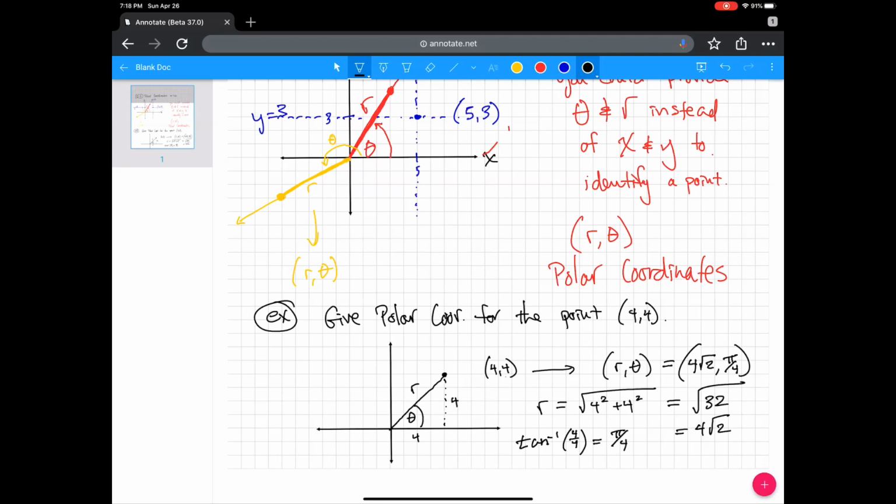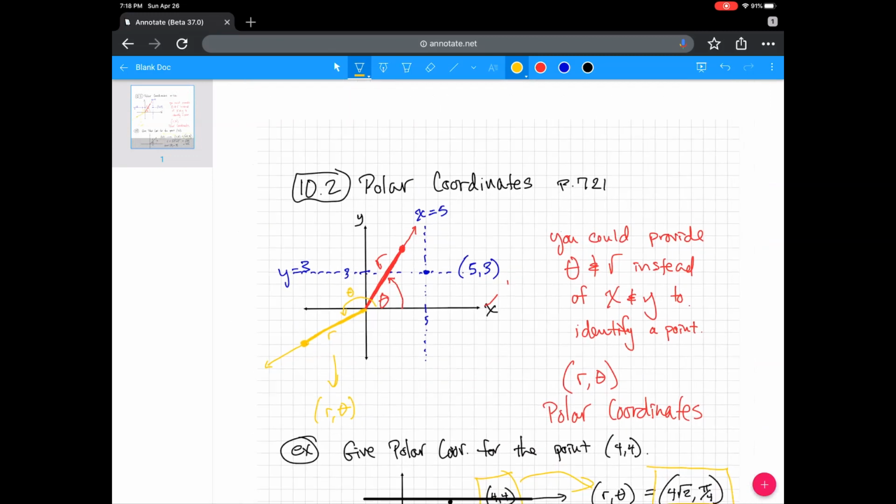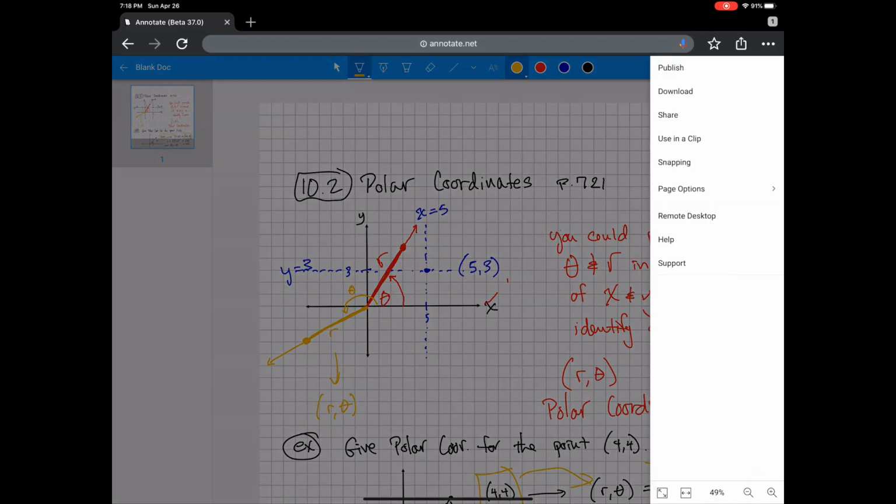So here's an example where, given a point in Cartesian coordinates, we were able to convert that to the way to express that in polar coordinates. Okay, so now let's maybe clear this page and then look at an example the other way.